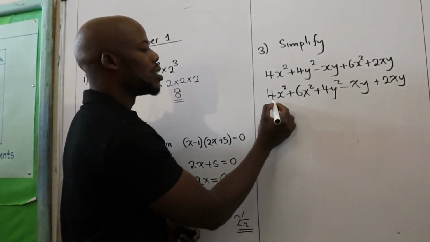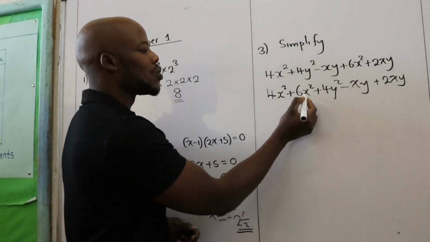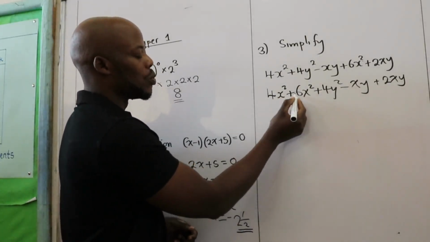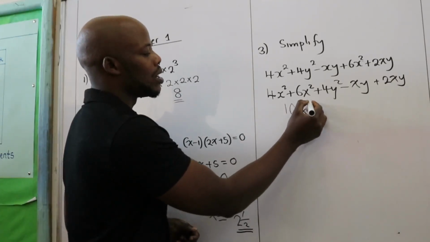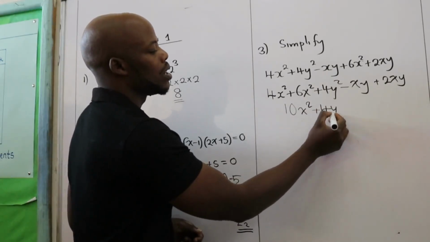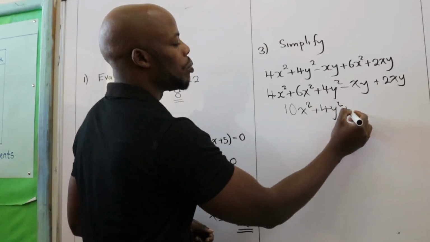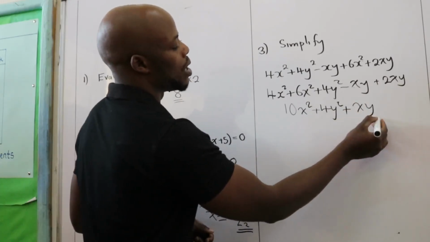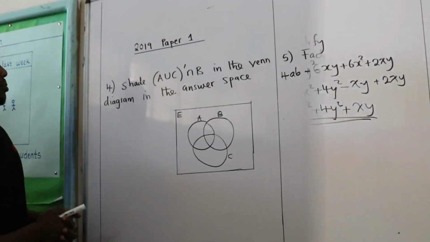So our next move here will be to work this out. 4x squared plus 6x squared, this and this will be added. So we have 10, and the variable is x squared. Over here, it will maintain its 4y squared. Here, this and this will be plus 3xy. This is our solution. We go to the next question.